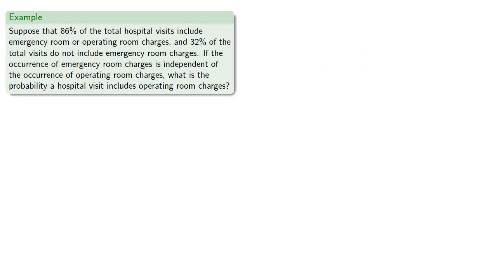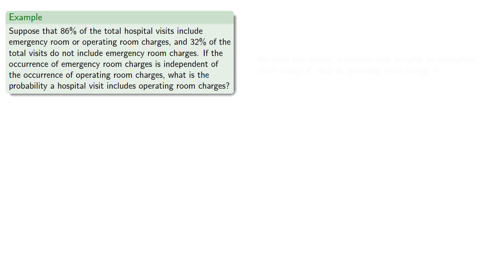Now, when do we have a conditional probability without being given a conditional probability? Well, here's an example. Suppose that 86% of the total hospital visits include emergency room or operating room charges, and 32% do not include emergency room charges. If the occurrence of emergency room charges is independent of the occurrence of operating room charges, what's the probability a hospital visit includes operating room charges?